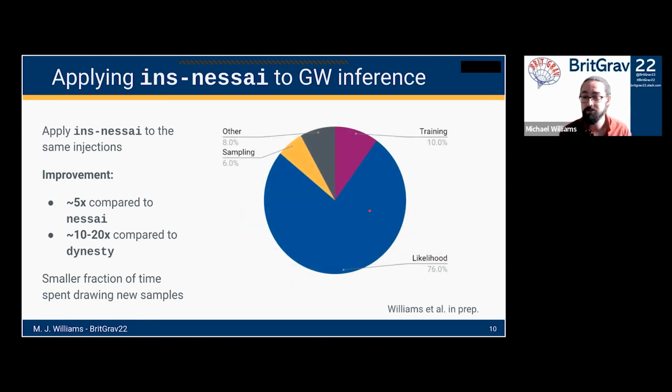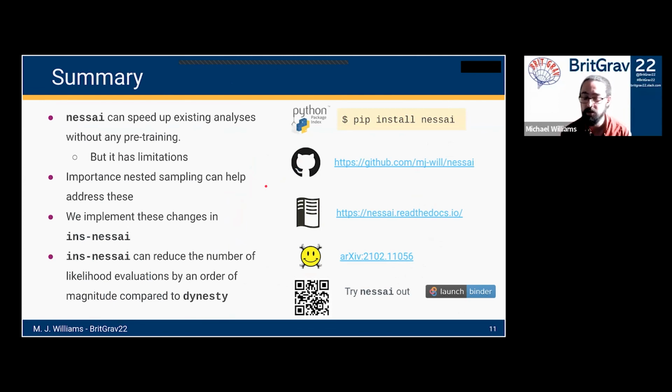And just now, if we look, we can see now that most of the cost is actually just the likelihood, and performing the rejection sampling is a minimal cost. So with that, I'll just leave us here with a summary.